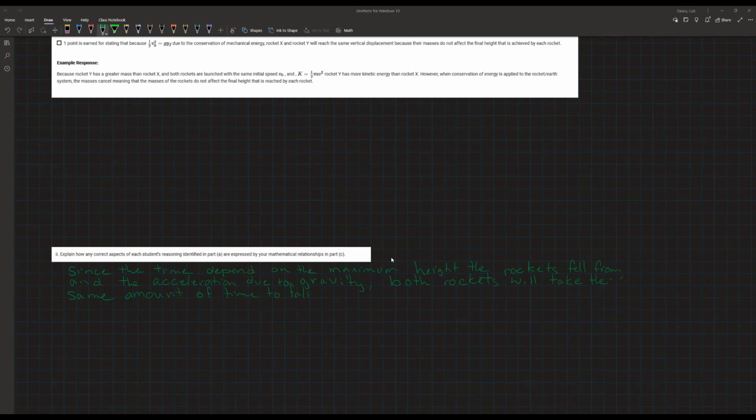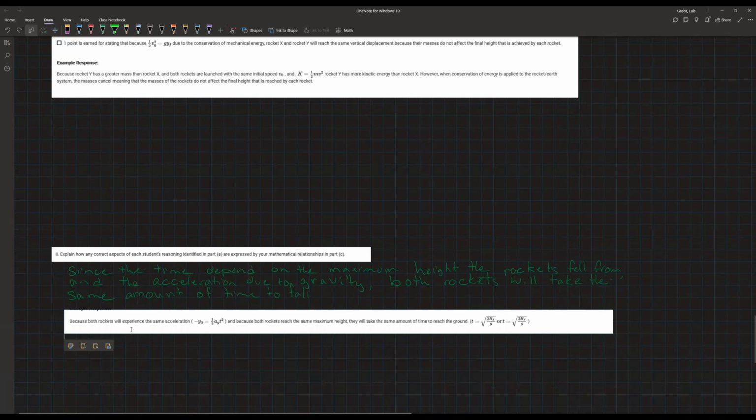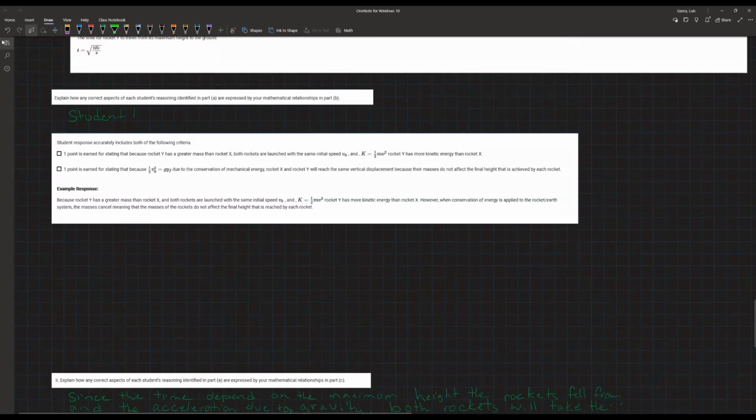So I think what student 2 was saying, yeah, it will take both rockets the same amount of time. And so we can look at what they were saying. Here we're just looking at the math for the equation that we got. Because both rockets will experience the same acceleration, and because both rockets reach the same height, they will take the same amount of time to reach the ground. All right, so that's question number 1.